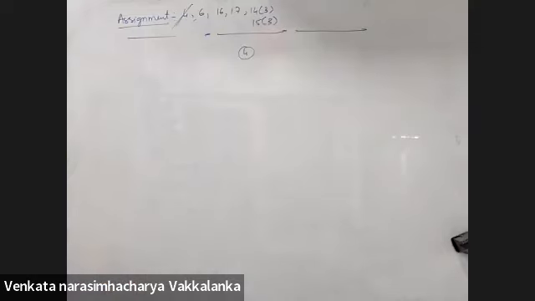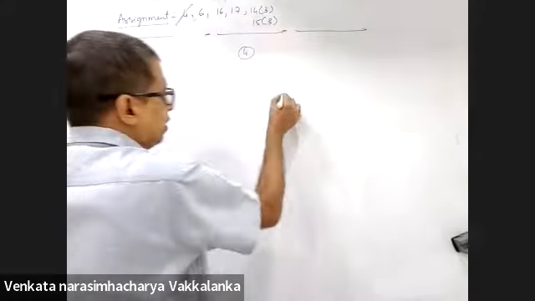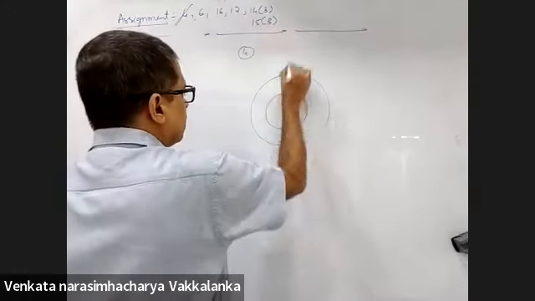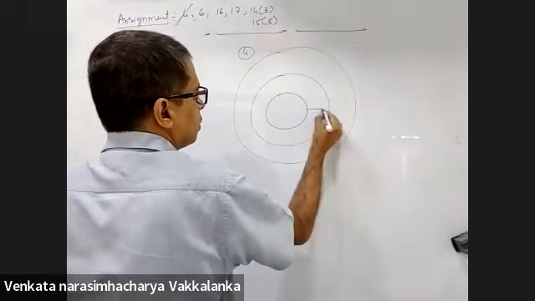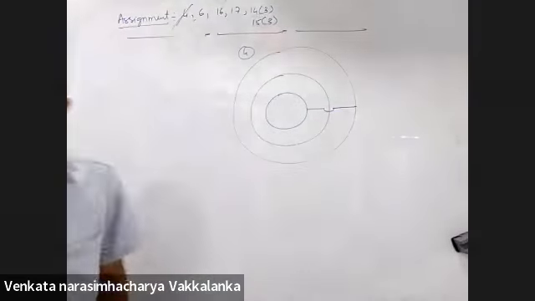Question four. There are three concentric metallic thin shells of radius R, 2R, 3R and charges Q, minus 2Q, and 5Q. Find the charge on each spherical shell after joining the innermost shell and outermost shell by a conducting wire. Sir, the outermost answer is not matching. Okay, let us solve it.